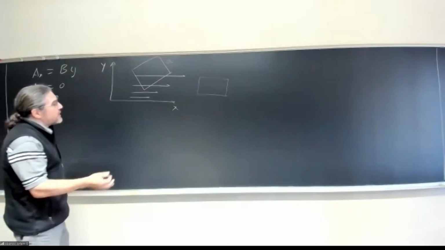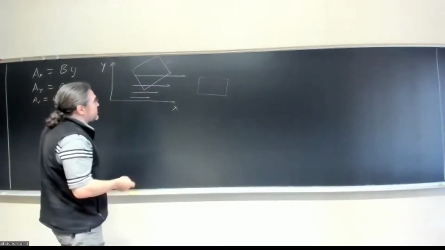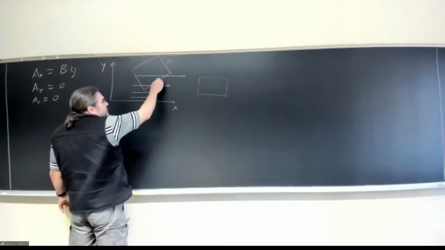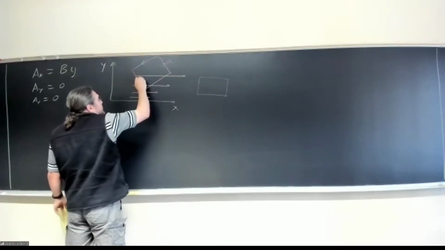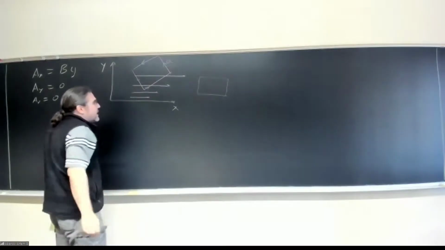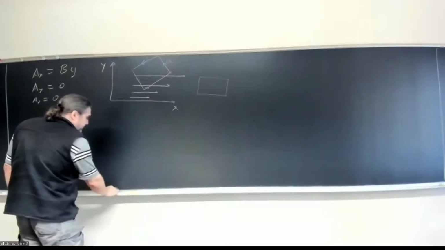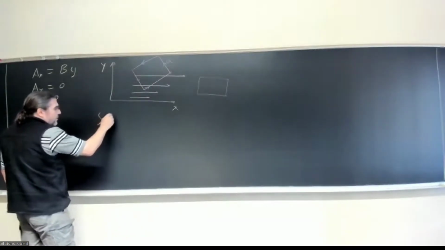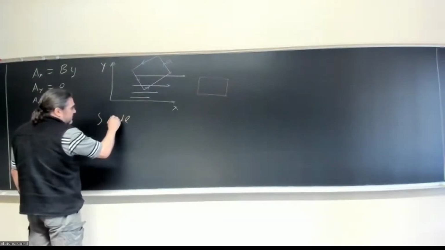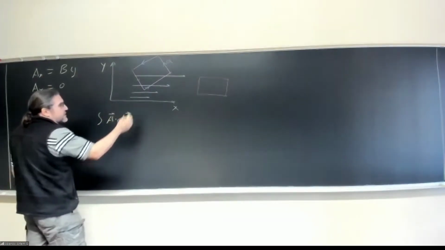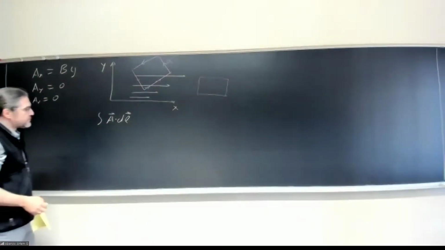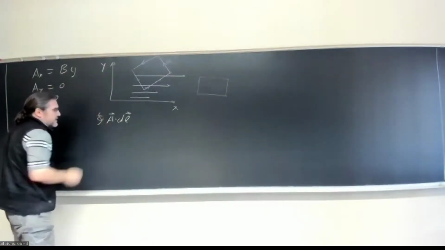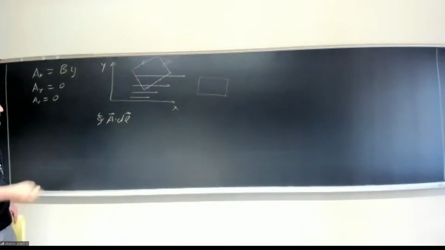So now we need to compute the circulation. How do we do that? Well, we choose the direction around this loop, something like this, and then we need to compute the integral of A dl. The dl is a little piece on that loop, and we need to compute that integral around the square.